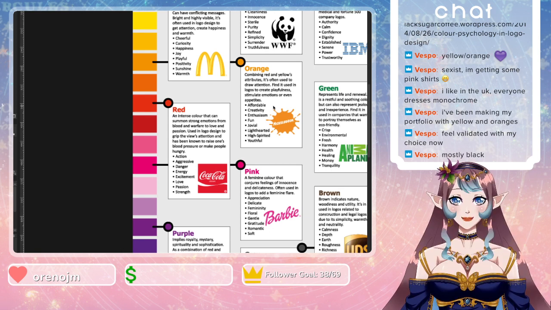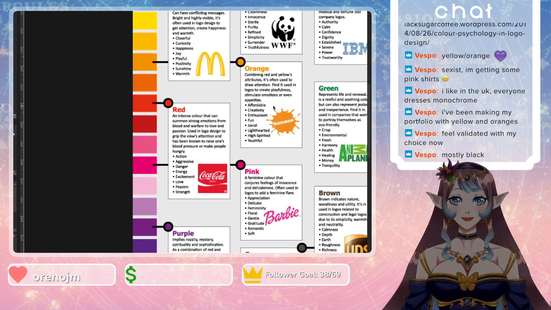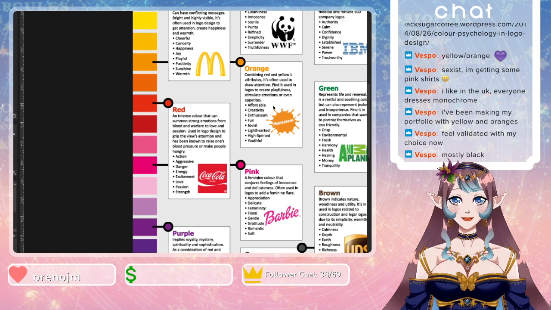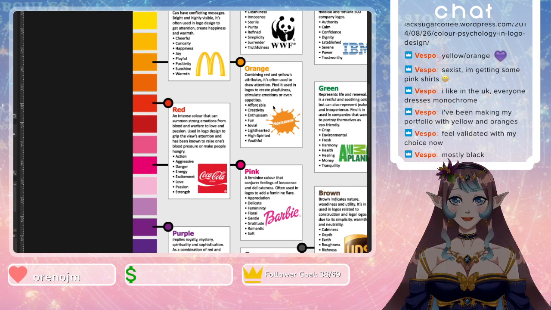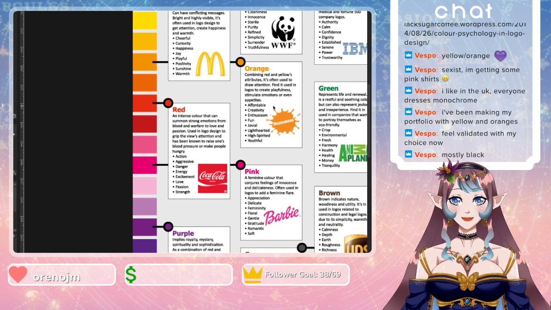So it's affordable, it's creativity, enthusiasm, fun, jovial, lighthearted, high-spirited, youthful. So if you want to manipulate your mind into being a bit more joyful, more high-spirited, you could use some of those colors, like yellow and orange. Especially for orange, don't put it all over the place, because then it gets a bit too much, and it has the opposite effect.